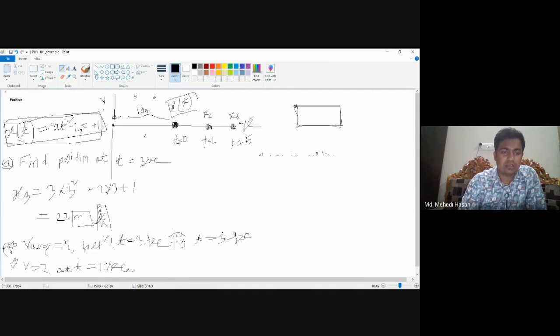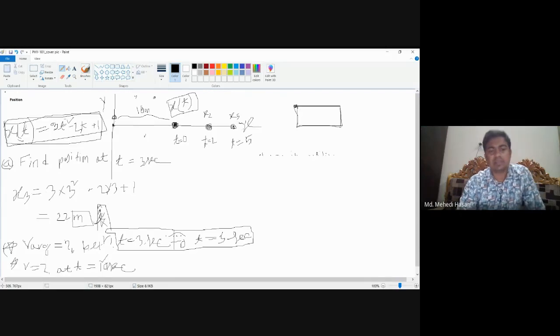So here the difference is that there is a large time interval, basically 2 seconds, and there are 2 times given in case of average velocity, and in case of instantaneous velocity there is a single time given, basically at t equal to 10 seconds. Okay, so any question?